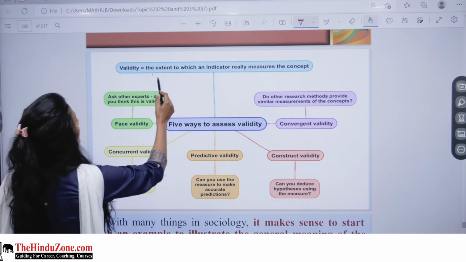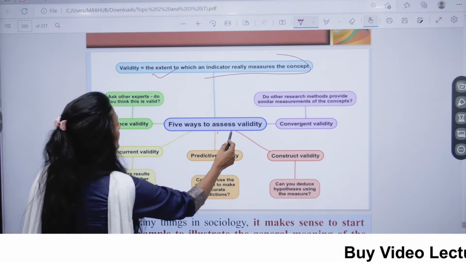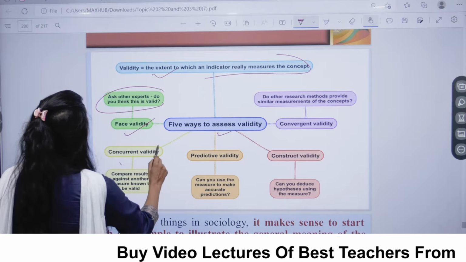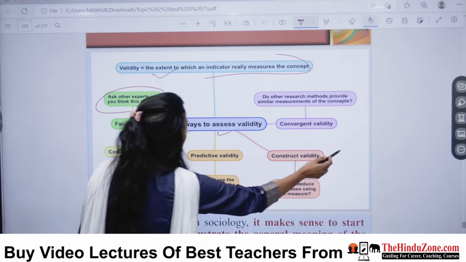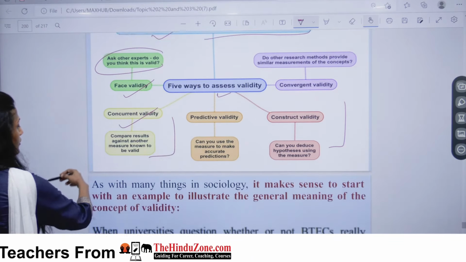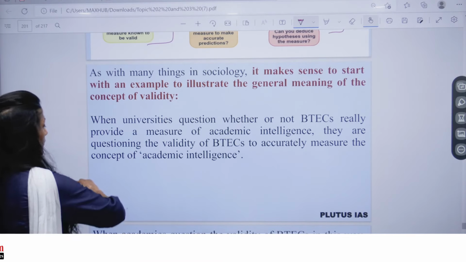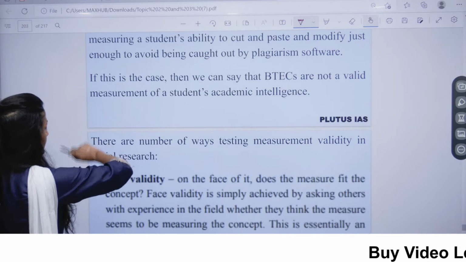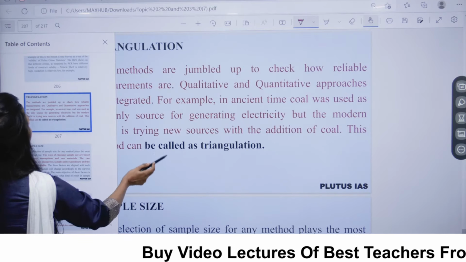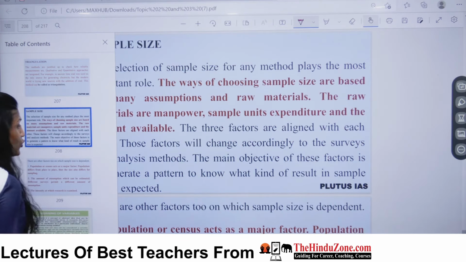So validity is the extent to which an indicator really measures the concept. There are five ways to assess validity: as other experts do, you think this is valid, face validity, concurrent validity. So this is a chart you can make if a question comes on validity. Okay? I think you all can go through these examples now. I'm not going to talk about this. Triangulation I've already explained, qualitative and quantitative both. And sample size also we have spoken about.